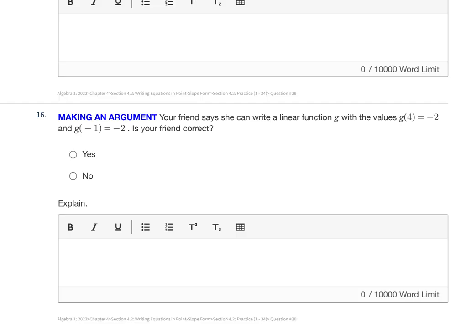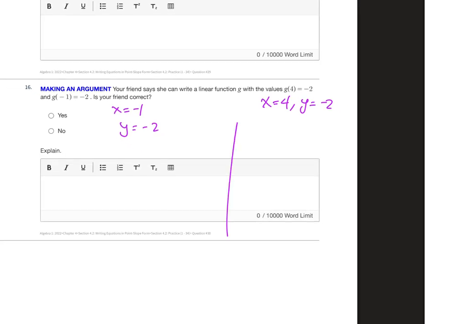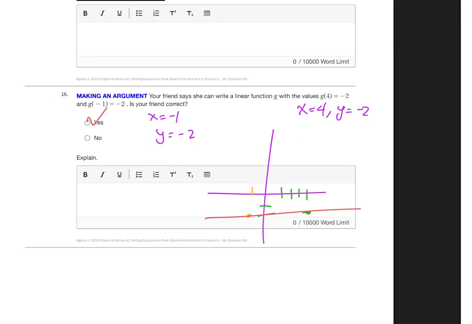So her x here is 4. Her y is -2. Her x here is -1. Her y is -2. Well, I got to tell you, if we were to just draw this real quick, 1, 2, 3, 4, 1, 2. Boom, right there. And then the other one is -1, -2. What do you think? That is a horizontal line. She got it.